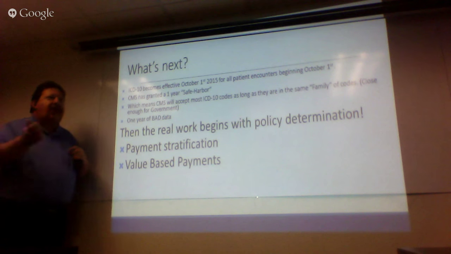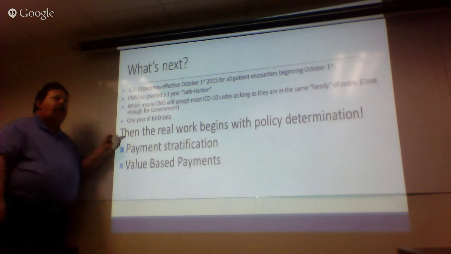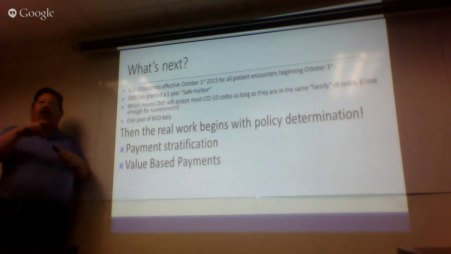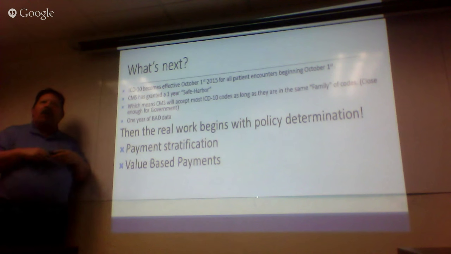It's very easy. My question is, what's going to happen 1 year down the road? When this whole year of 2015 is a year of junk data. That's my new Chinese New Year, the year of junk data. Because it's all going to be junk data. CMS is only going to say if it's in the right family, close enough for government work. Who collects the biggest amount of data? It's the government.